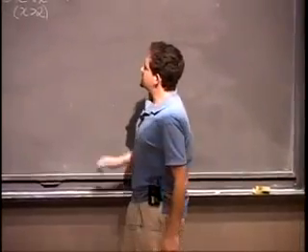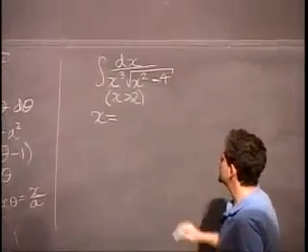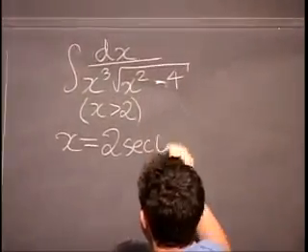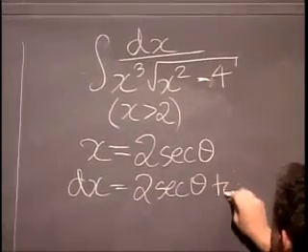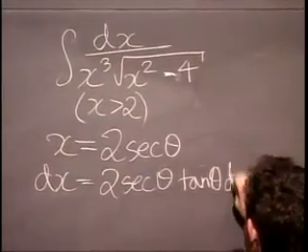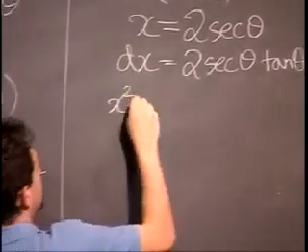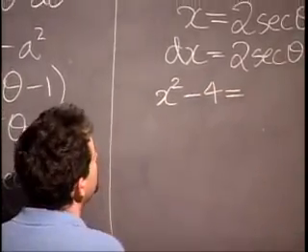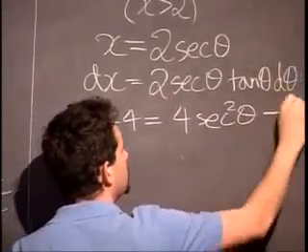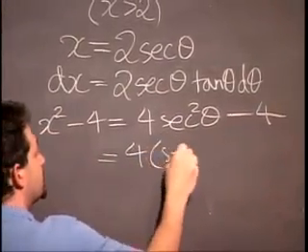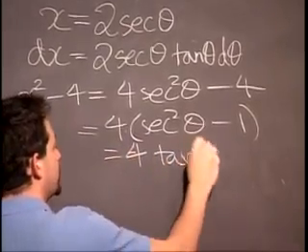I'm going to follow the prescription again. x equals, well, here a is the square root of 4, which is 2. So x is going to be 2 secant theta. dx, as always, got to find that. So the derivative of secant theta is secant theta tan theta d theta. And we're going to need to know what x squared minus 4 is. Well, that is 4 secant squared theta minus 4, which is 4 outside of secant squared theta minus 1, which is 4 tan squared theta.